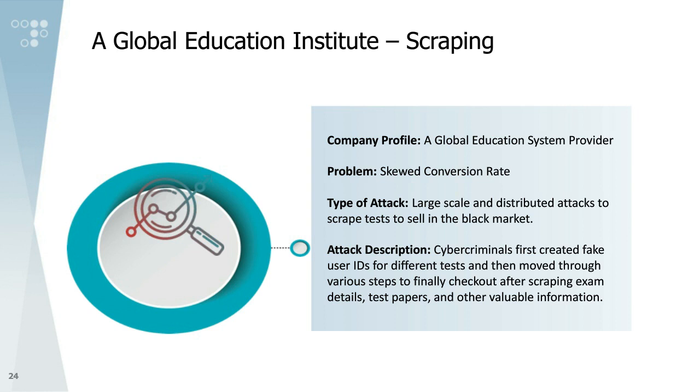Then, when they investigated, they noticed that there was a scraping attack with the intent of scraping content and reselling it. Exams, these are online exams in this case, reselling them in the black market. So they noticed that the charts are skewed, and the investigation led them to understand the attack, and they sought a solution.